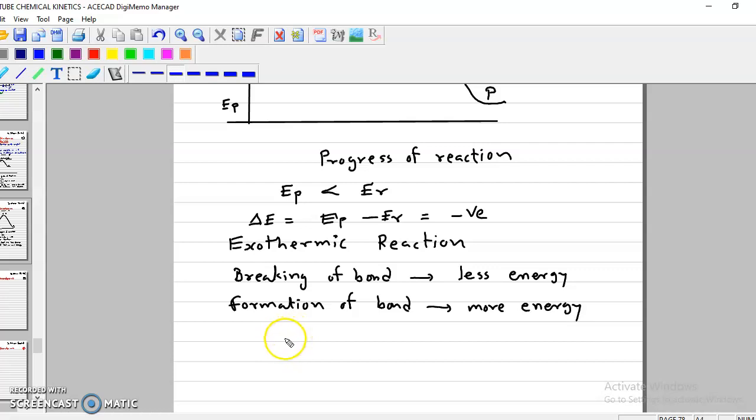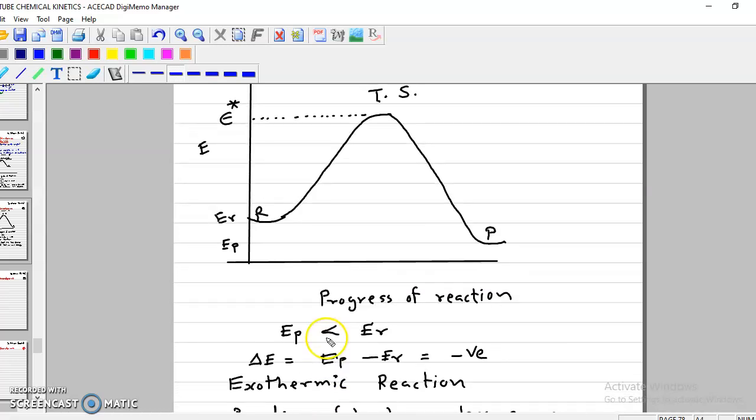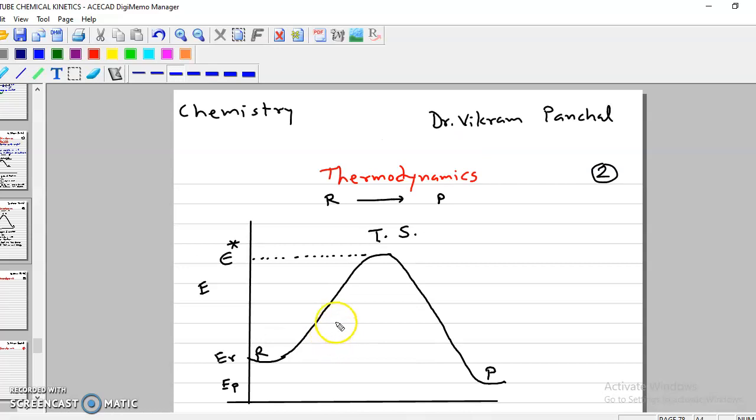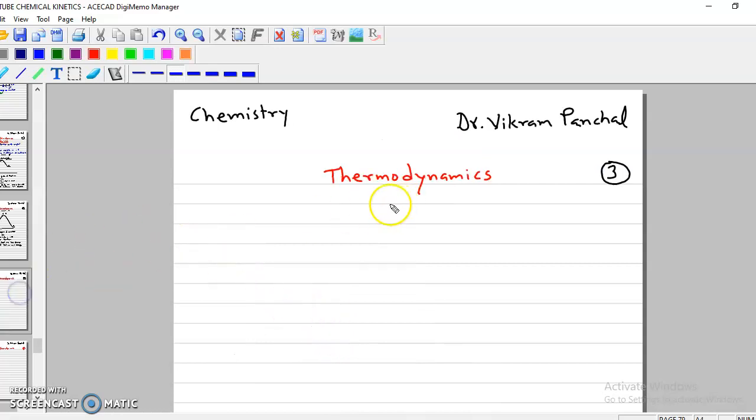So these are the main two aspects of any chemical reaction, whether the reaction is endothermic or exothermic. Remember, EP cannot be equal to ER during any chemical change. So these are the two different things of thermodynamics. Now we go ahead. In thermodynamics we have to study certain laws. So we'll start with the zeroth law of thermodynamics.